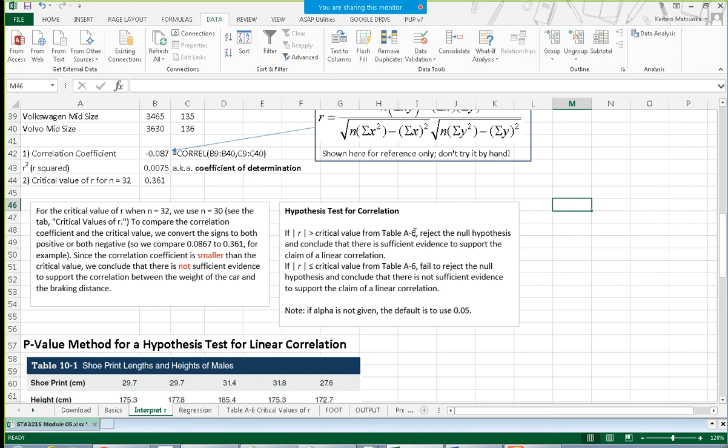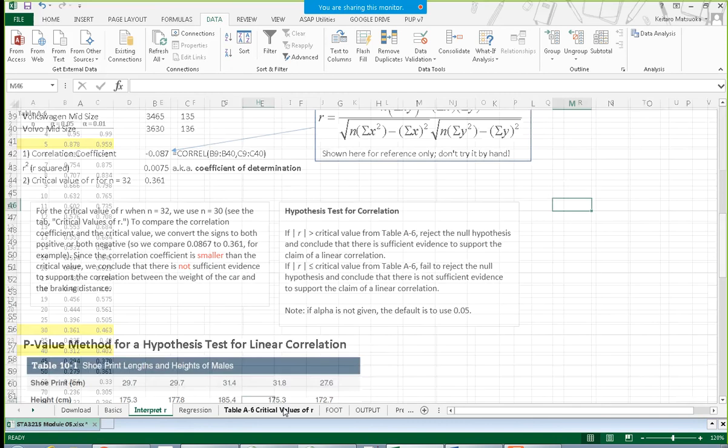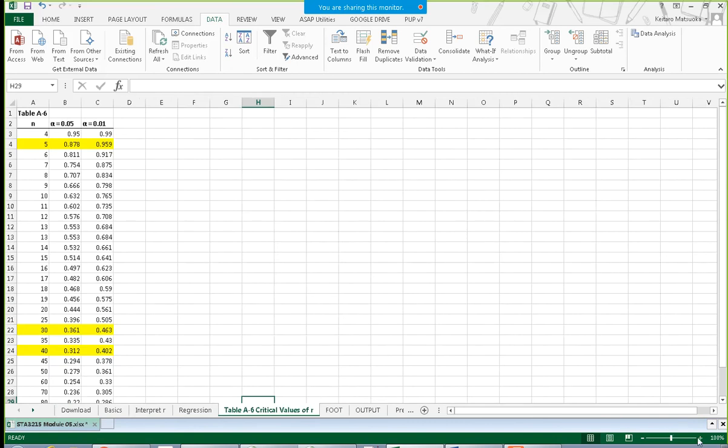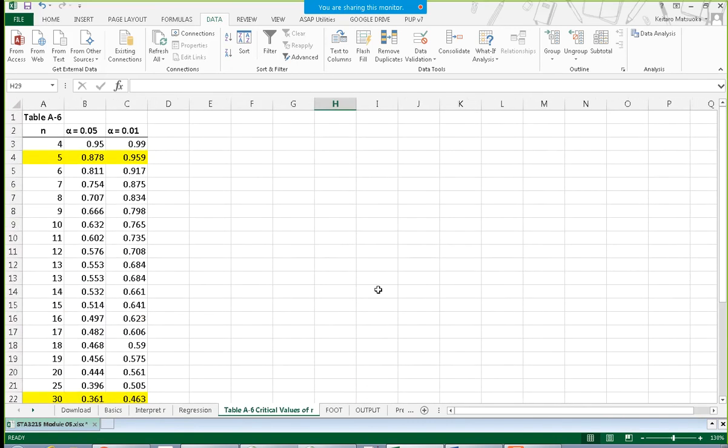So this Table A6, that's in your book, but I have it reproduced here in this tab, so you have this for your reference. You have to pick the n and the alpha, which is given as 0.05 and 0.01 here.